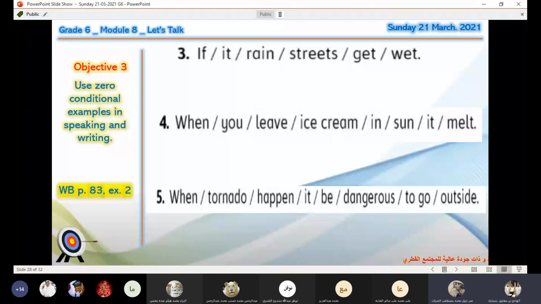Okay, would you please reorder the words in sentence number 3 to get a zero conditional sentence? Go ahead. If it rains, the streets get wet. Aha, the streets get wet. Very good. If it rains, the streets get wet.